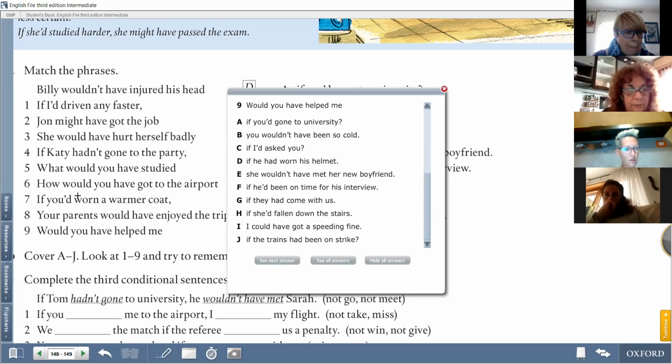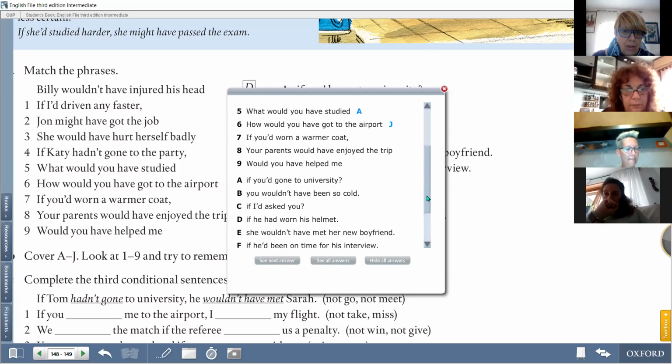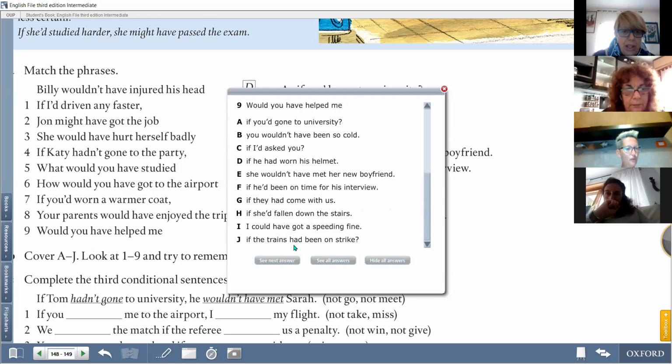Anto? Okay. Number 6. How would you have got to the airport? Take your time, no problem. If the trains had been on strike. Yes, J, that's okay. J, that's perfect. If the trains had been on strike.